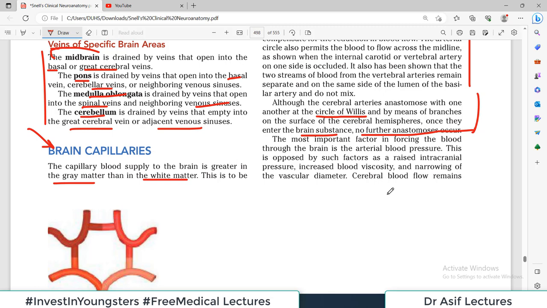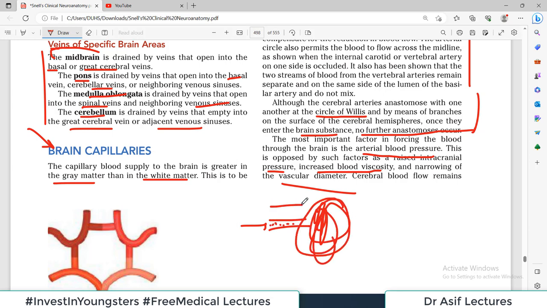Okay, easy. Now, the most important factor in forcing the blood through the brain is the arterial blood pressure. This is opposed by factors such as raised intracranial pressure, increased blood viscosity and narrowing of the vascular diameter. Ab yahan pe ye baat kar raha hai ki agar blood vessel patent hogi, bilkul theek thaak hogi, to usme se blood theek se guzar jayega because of the blood pressure and it will go to the brain tissue. Lekin agar kisi wajah se blood ki thickness zyada hai ya intracranial pressure zyada hai, to ye blood theek se flow nahi karega towards the brain.